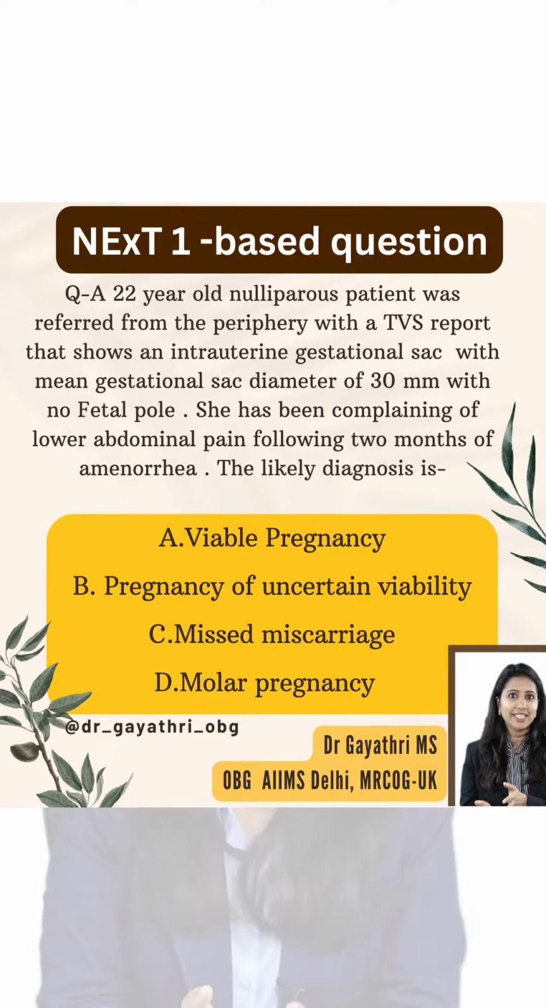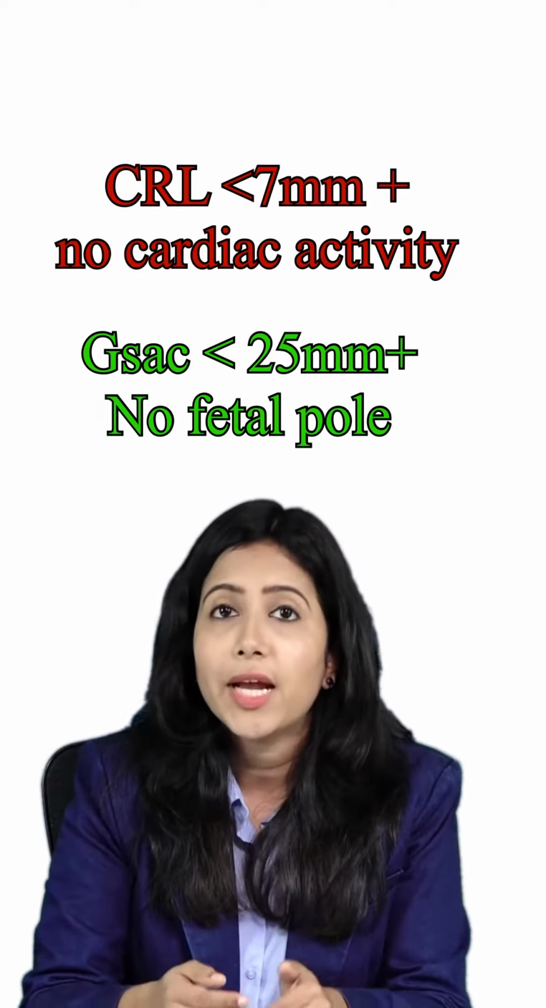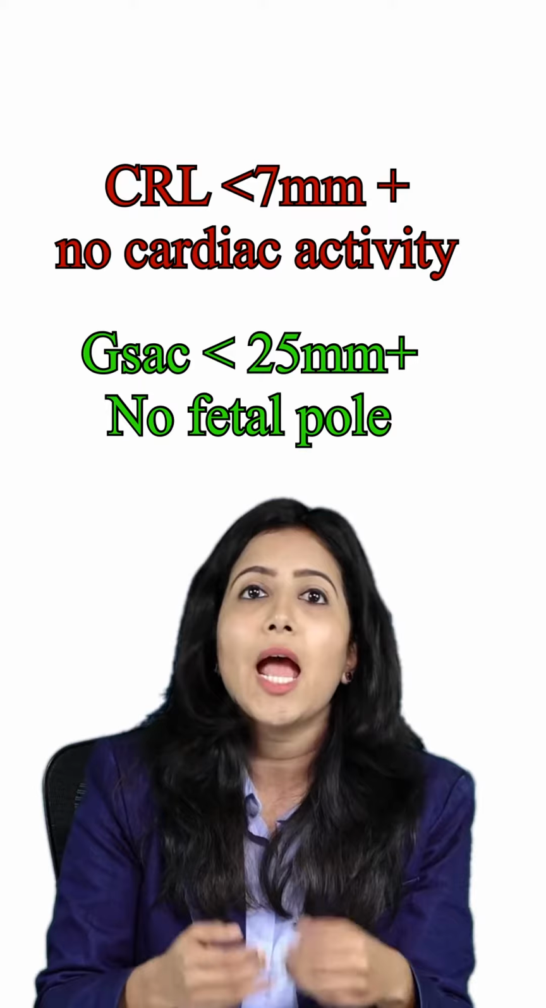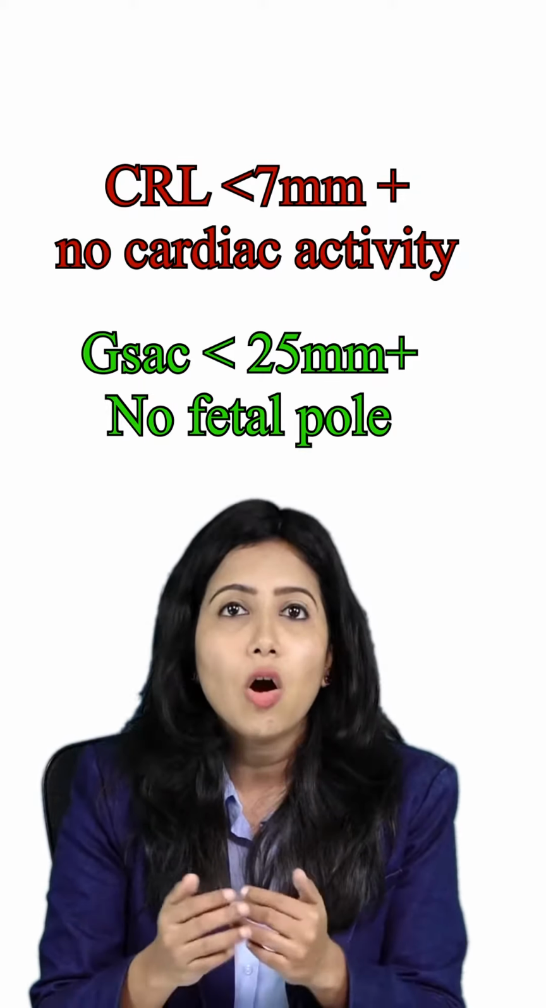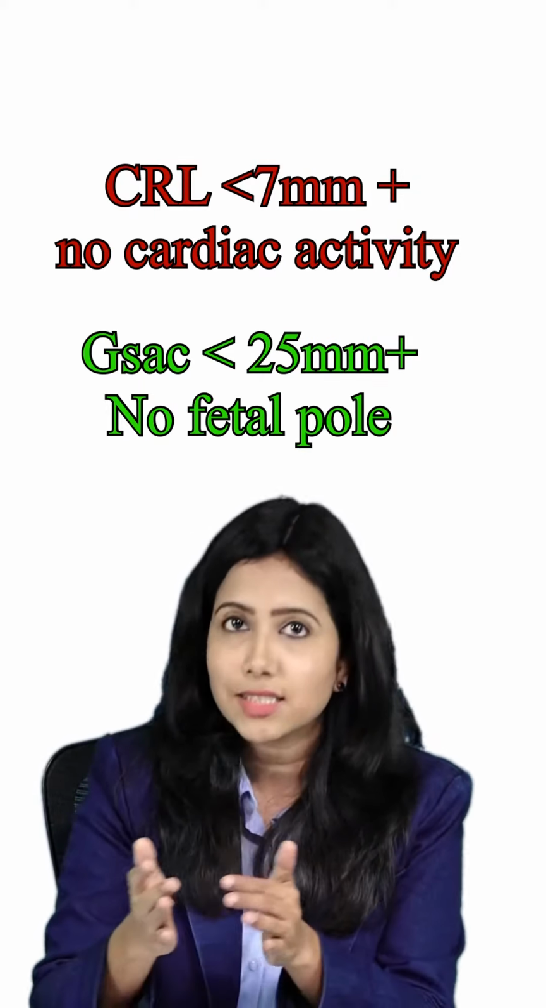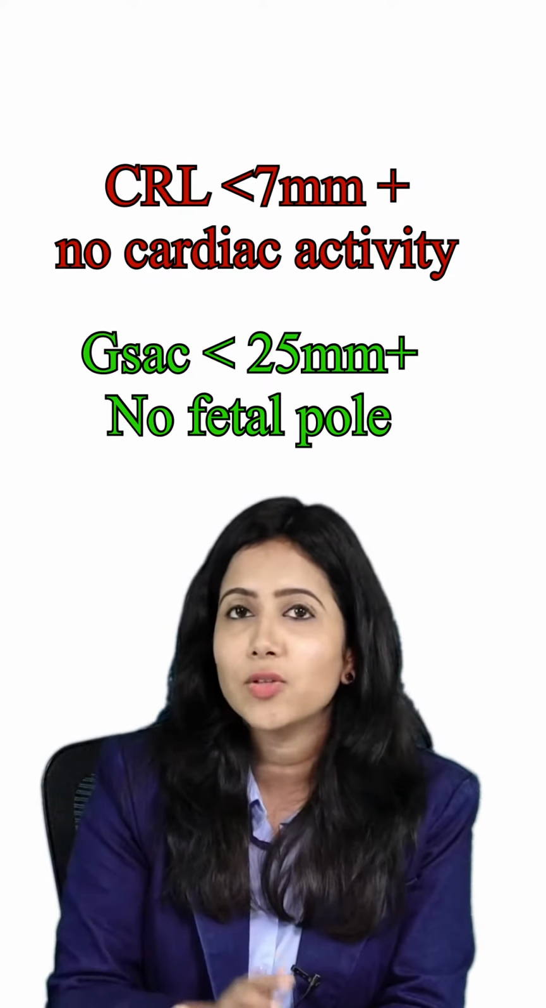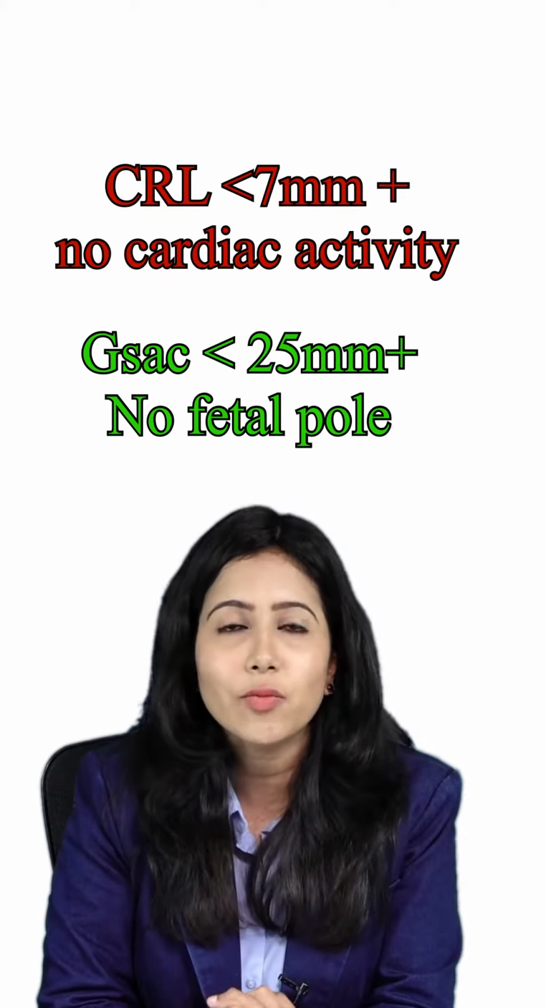What about the second option, that is pregnancy of uncertain viability? So in this situation, either the sac is too small to see a fetal pole or the fetal pole is too small to see a fetal cardiac activity. So in the same question, if I had given you that the crown rump length was less than 7 mm and there was no fetal cardiac activity, or the gestational sac is less than 25 mm and fetal pole is not seen, then the probable diagnosis would have been pregnancy of uncertain viability.